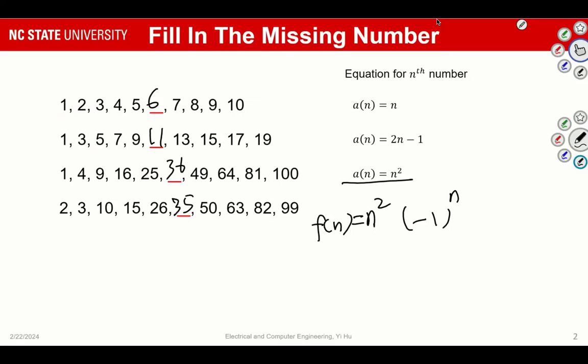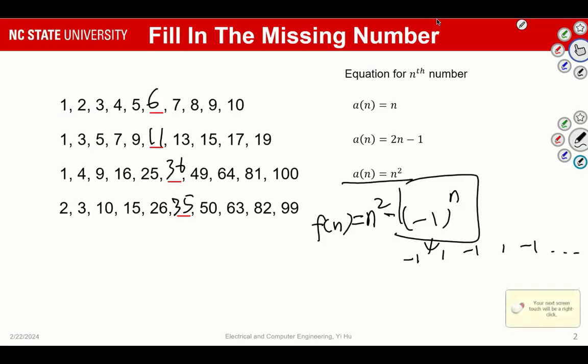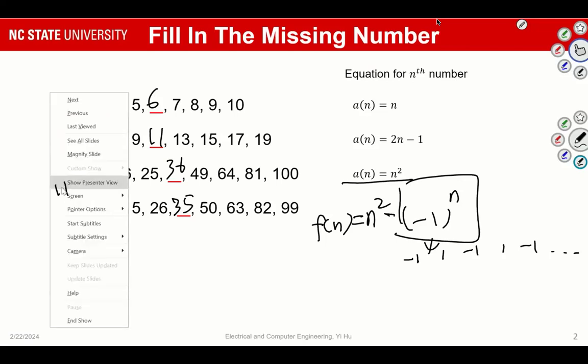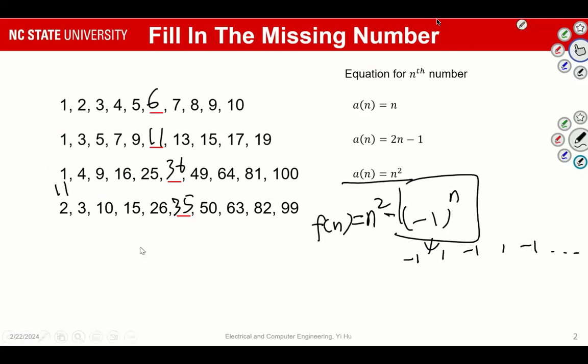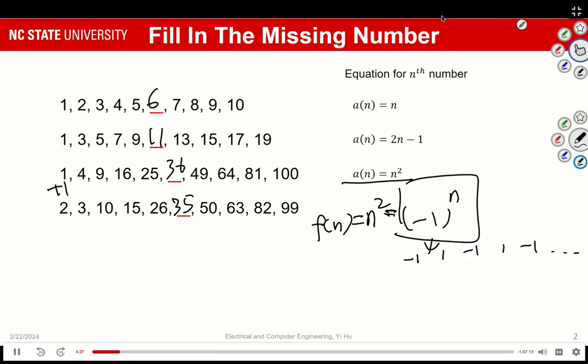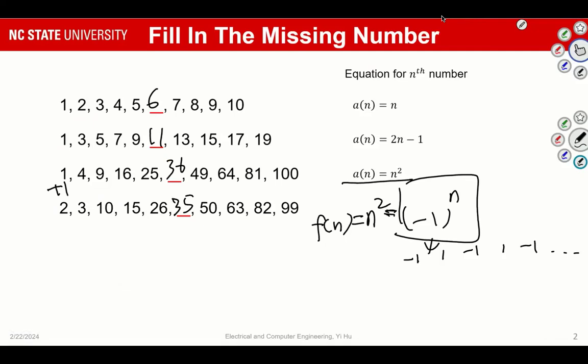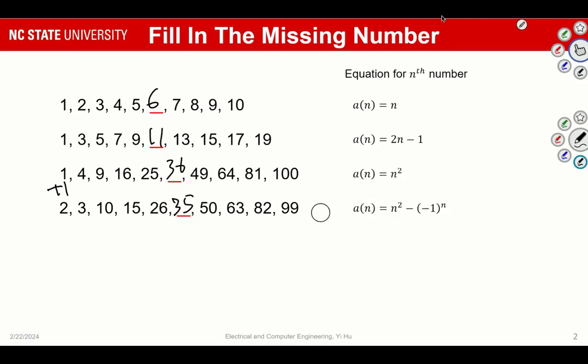This gives you minus 1, 1, minus 1, 1, minus 1, right? This part. And add with the previous one, or minus. Because the first one is plus 1. So you need to get a minus here to get it. The first one is plus. So we successfully get the equation for the first 4 sequences.